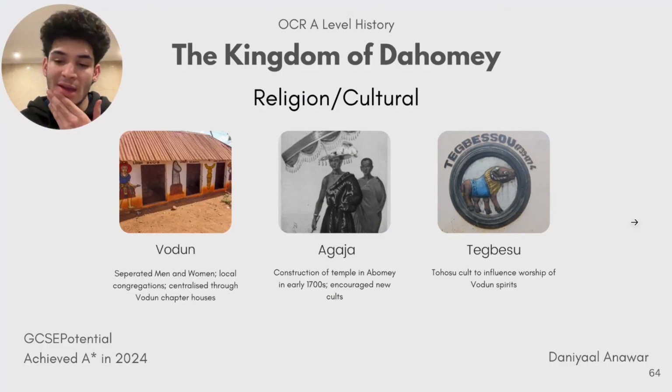Finally, Tegbesu. The Tohoso cult, he used the Tohoso cult to influence worship of Vodun spirits. So he used the cult to influence how the Vodun religion took place. So the whole point here is the leaders in charge. So Tegbesu, the people that I mentioned earlier, they were leaders who were in charge of Dahomey, and they influenced the worship within Vodun. So because they were able to centralize it, they could control what people believed in, essentially.